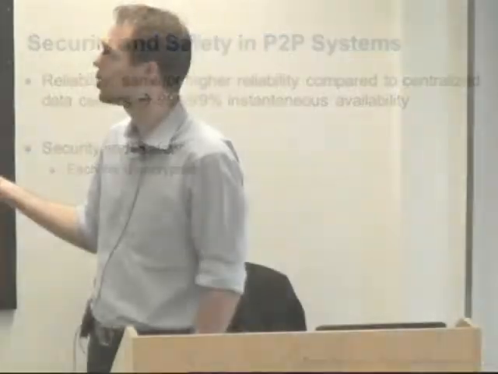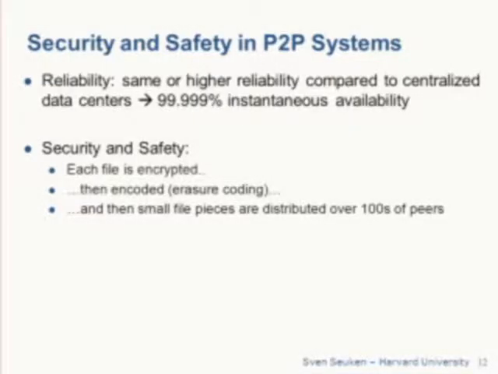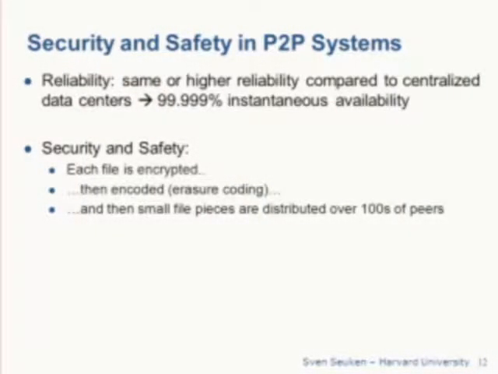And then it's encoded using an erasure coding algorithm, and then it's split into many small file pieces which are distributed over hundreds of peers. The erasure coding algorithm has the following property: after the file is encoded, let's assume the original file consisted of 50 pieces, and we generate 100 encoded pieces, and then we distribute the 100 pieces across 100 peers.